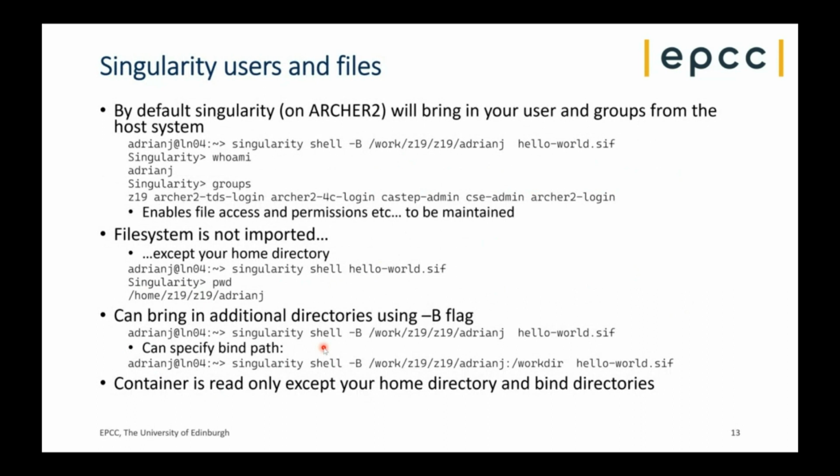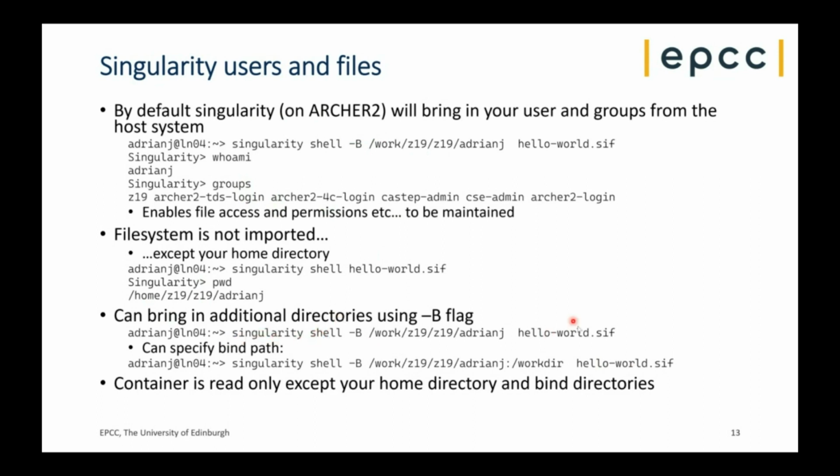By default, Singularity is configured so that it brings in your username and groups from the host system. That means you can access files, directories and packages that you can access as a normal user on ARCHER2. You do need to bring in a file system though, because by default Singularity will only try to mount your home file system. We know on ARCHER2 that the home file system is not visible from the compute nodes, so if you want to use this container on the compute nodes, that's not going to work. So you need to use this binding flag to bind and bring in additional directories. Here's an example where I've got singularity shell.